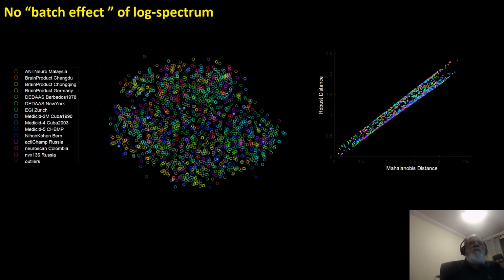This is an example that if we only look at the log spectra, here on the left, we have the t-SNE nonlinear map of all the data. The log spectra doesn't seem to need a batch correction. Here we have the Mahalanobis distance and the robust Mahalanobis distance. We don't see outliers. It's pretty homogeneous.